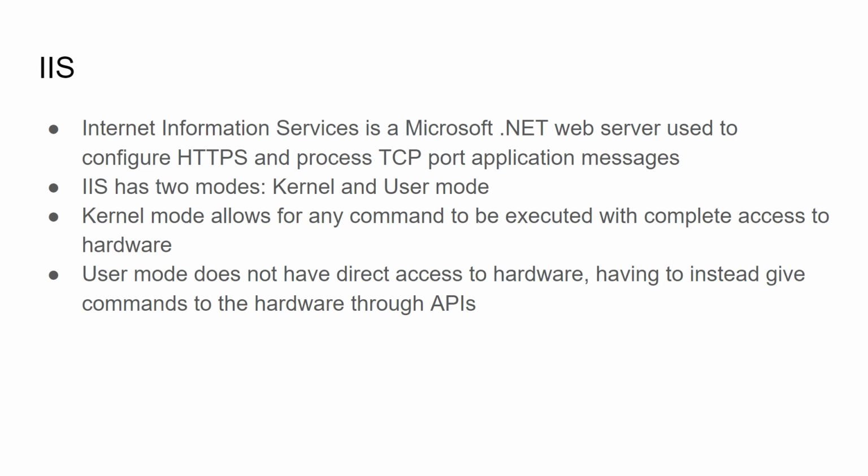IIS has two modes, kernel and user mode. Kernel mode allows for any command to be executed with complete access to hardware. User mode does not have direct access to hardware, having to instead give commands to the hardware through APIs. Kernel mode carries greater risk since it is possible to damage systems with high-level hardware access.